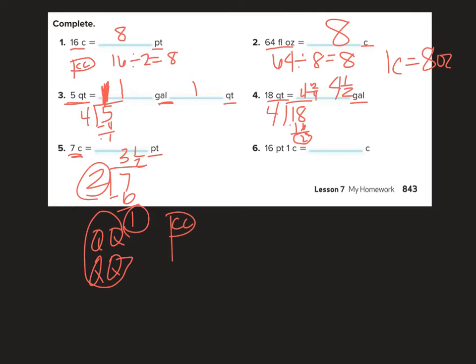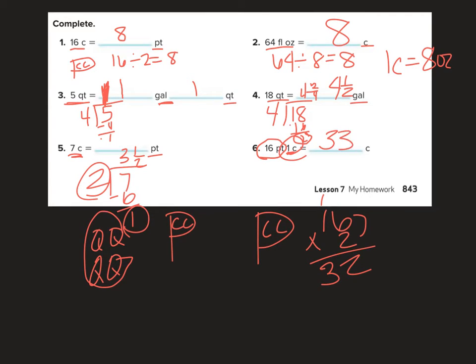Okay, 16 pints, 1 cup, equals how many cups? So let's turn this and then not forget to add in our cup at the end. So 1 pint is 2 cups. So if I want to know how many are in 16, I need to multiply 16 times 2. 32, plus 1 more is 33 cups. So 16 pints are 32 cups, but we had 1 more we needed to add in, so we'd get 33 cups.